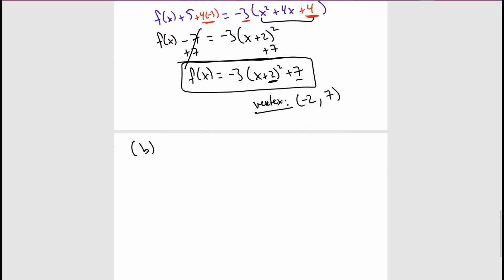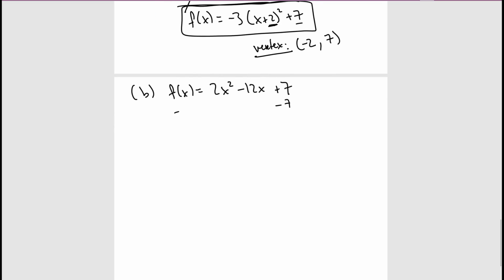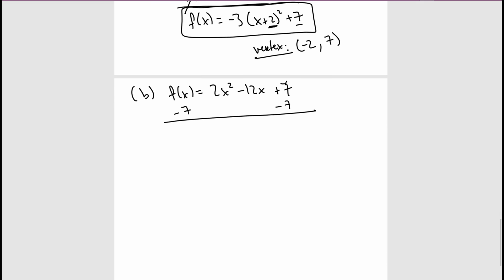So let's say now we have f of x is equal to 2x squared minus 12x plus 7. So you can try this out if you'd like, or you can watch me do it. So the first thing that you want to do is let's move this 7 over. So you're going to have f of x minus 7 is equal to 2x squared minus 12x. So now we want to go ahead and get rid of this coefficient in front of the x squared. So you have f of x minus 7 is equal to 2x squared. I'm going to take out a 2 from here, minus 6x.